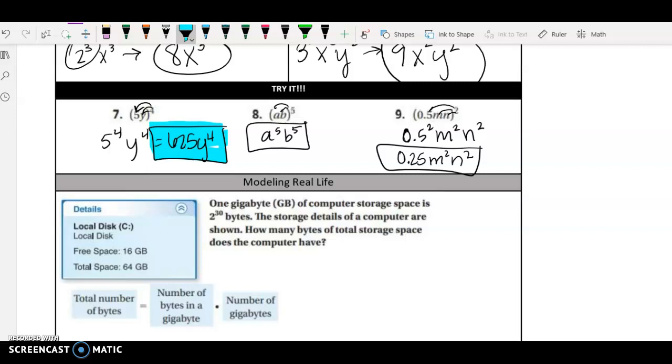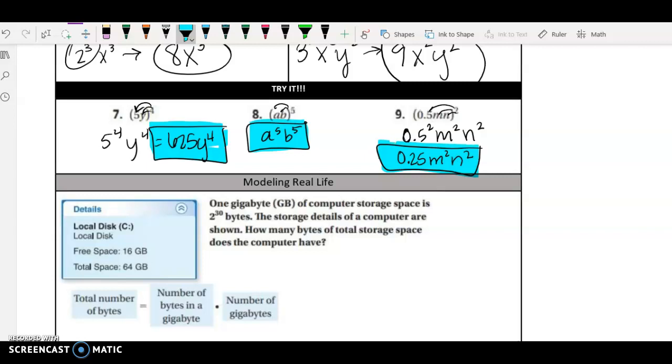Then we have to distribute the 5 to the a and the b, and so it's now a to the 5th power times b to the 5th power. And that's our answer, because we can't simplify those. Make sure that you always keep it in alphabetical order. So like a needs to come before b, and x always comes in front of the y. On number 9, the m will come in front of the n. It's just proper notation for math.